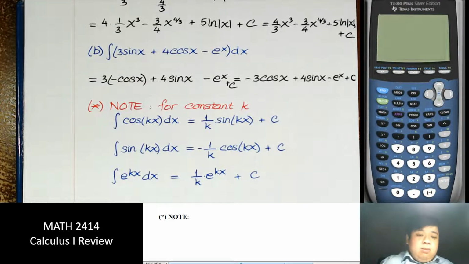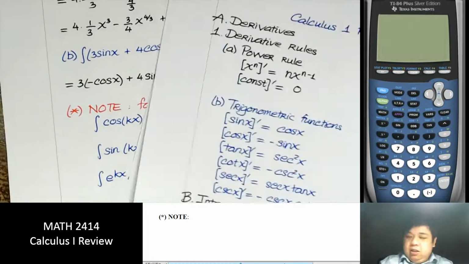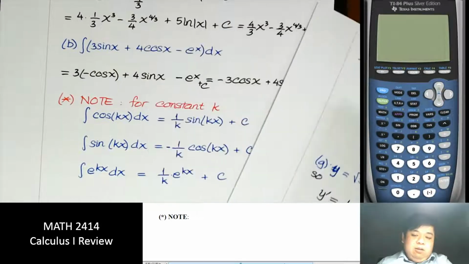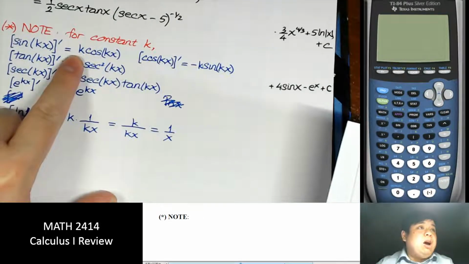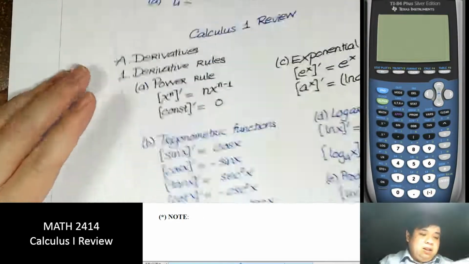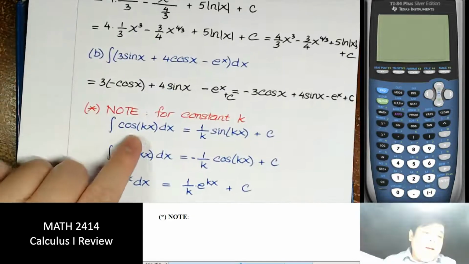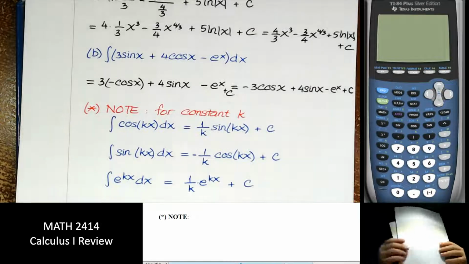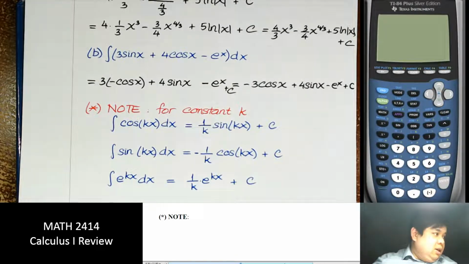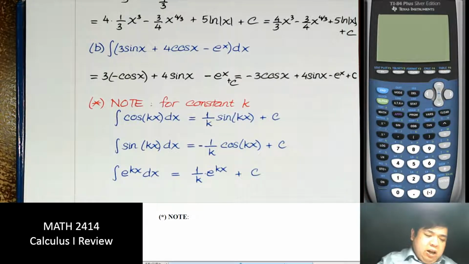So, for derivatives, we multiply by k. Derivative, multiply by k, and integral, we divide by k. So that is just x and then kx. Of course, that is the substitution rule. Let's just do one more.